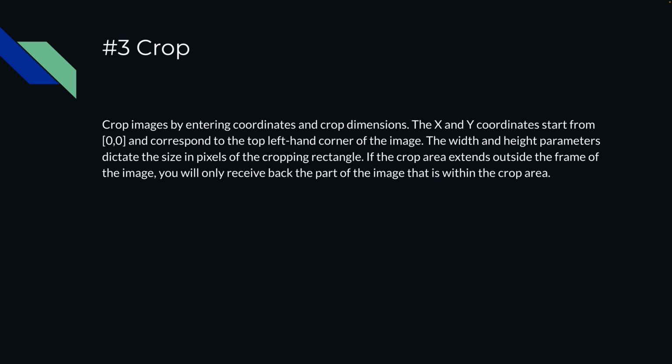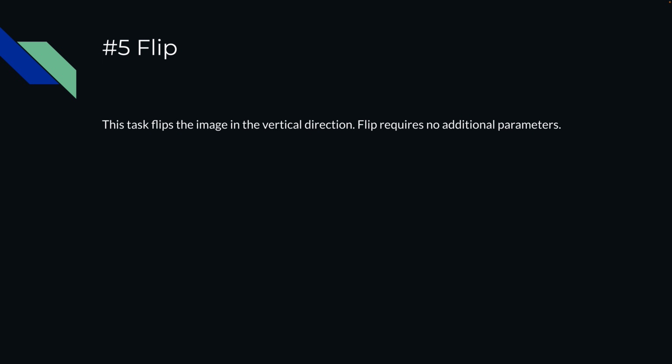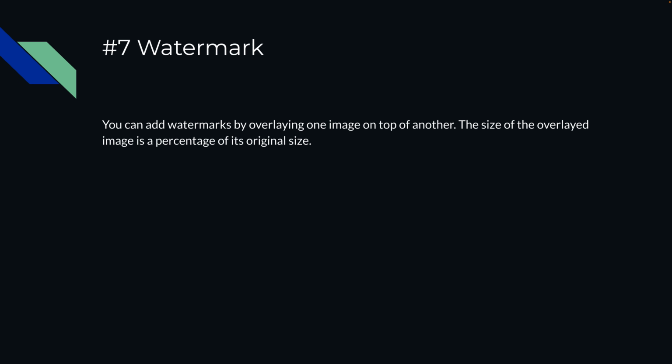After that, we have the crop feature, where you will learn how to crop any image by providing the XY coordinates and dimensions. Then we have the rotate feature. You will be able to rotate any picture by providing the amount of degrees that you want to rotate. And then you will learn about the flip, and next you will learn about the flop, and here you will learn how to add a watermark on your picture.